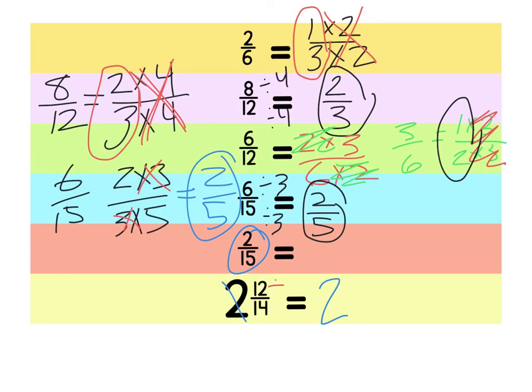I think to myself, what number can go into both 12 and 14? Well, 6 can go into 12, but 6 can't go into 14. 3 can go into 12, but 3 can't go into 14. 2 can go into 12, and 2 can go into 14. So 12 divided by 2 is 6. 14 divided by 2 is 7. 2 and 12/14 simplified would be 2 and 6/7. We can do this with our other strategy as well.